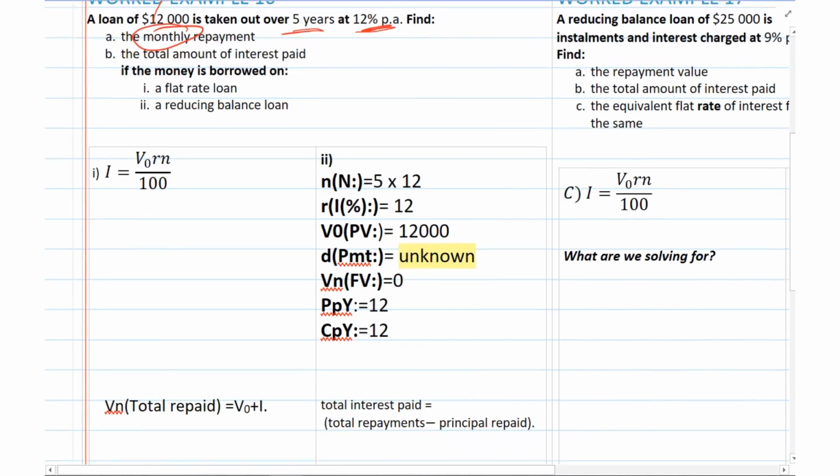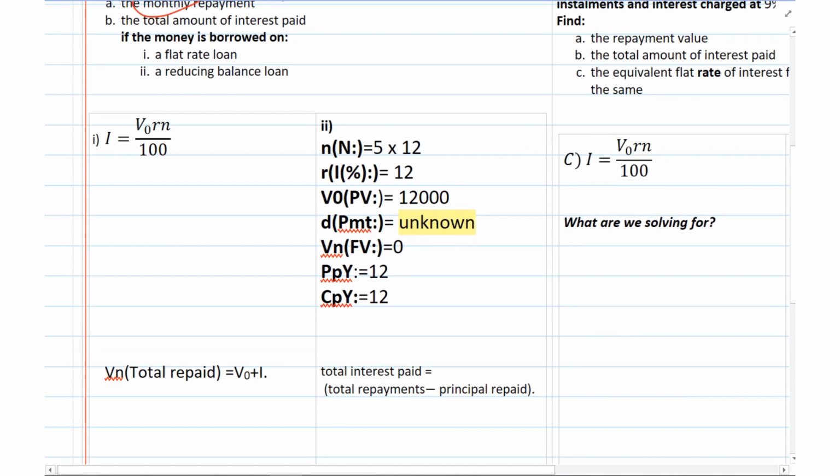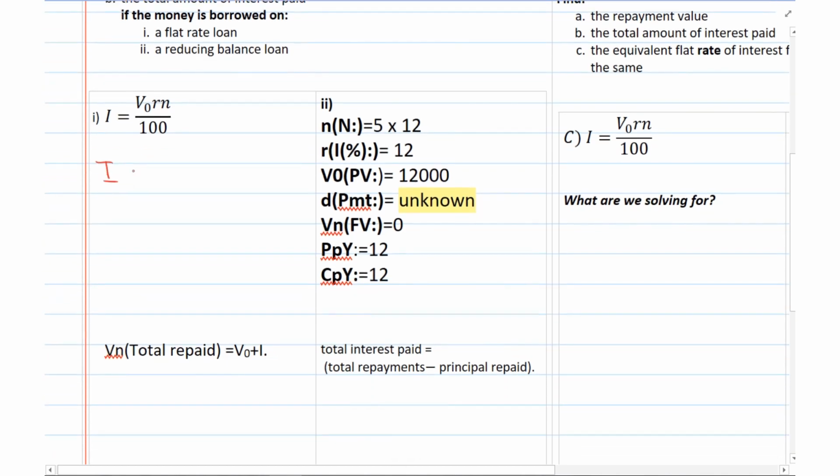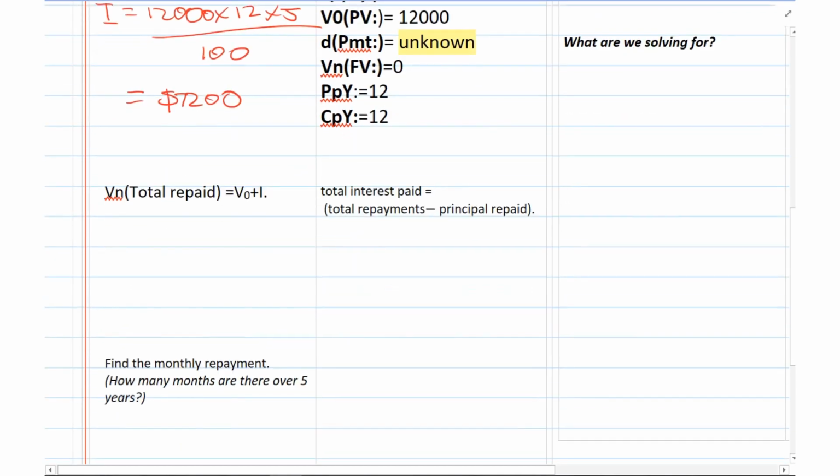It's 12% per annum, and it's a monthly repayment. To work out a monthly repayment in simple interest, we'll do it as follows. First off, we need to look for how much interest you're going to have to pay. So that's I equals V0, which was 12,000, multiplied by 12, multiplied by 5, divided by 100, and that'll give you $7,200.